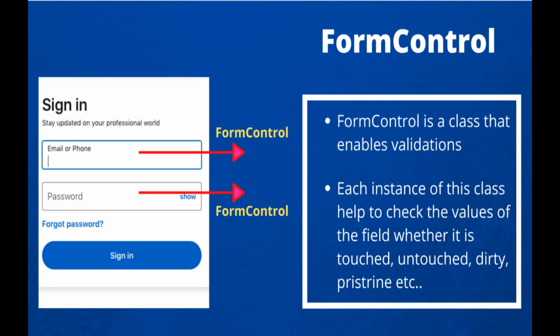If I talk about form control, it is a class which enables validation in Angular. For each input field, an instance of this class gets created. These instances help us to check the value of the field and see if it is touched, untouched, dirty, or pristine. It's helpful to handle each input field and allows you to know what value is entered for each field, whether it is valid or not. So we can say form control represents each form element.